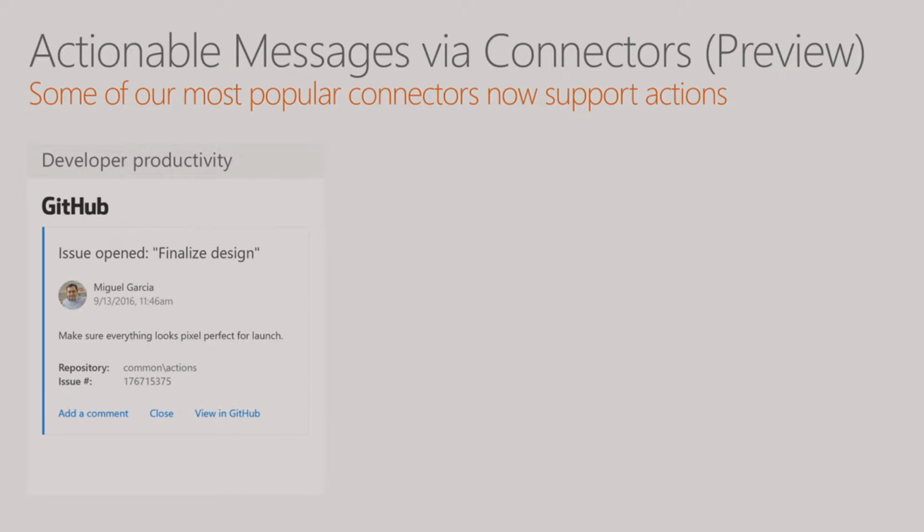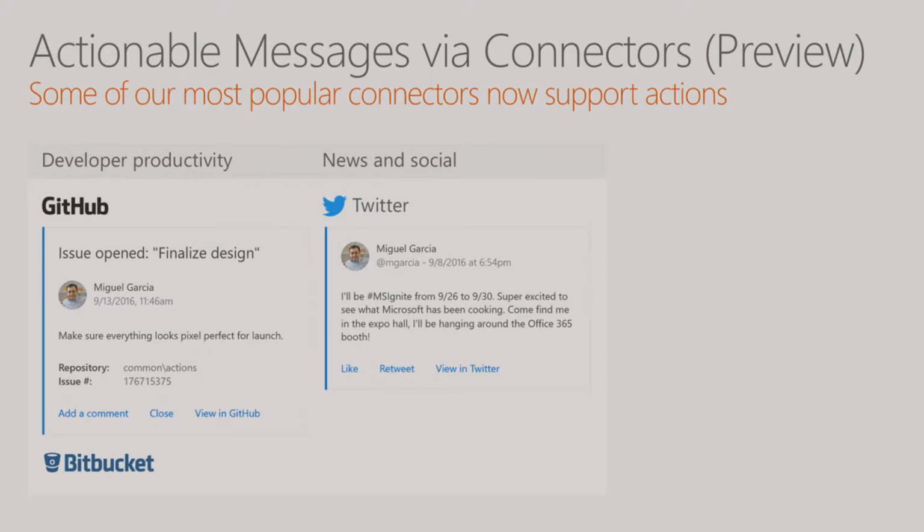We have partnered with GitHub. And as you can see, now on a GitHub issue, you can add a comment, close it, right through Outlook. We are also partnering with Bitbucket. In the news and the social vertical, we are partnering with Twitter. And as I said earlier, now you can take actions on tweets right from Outlook.